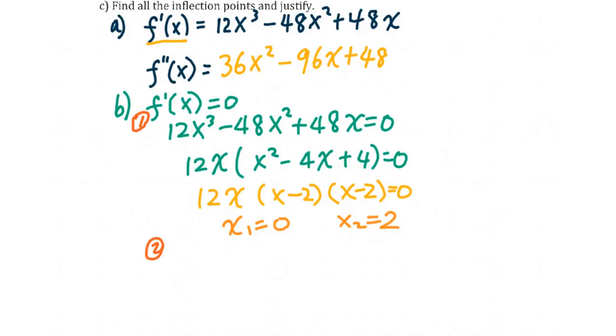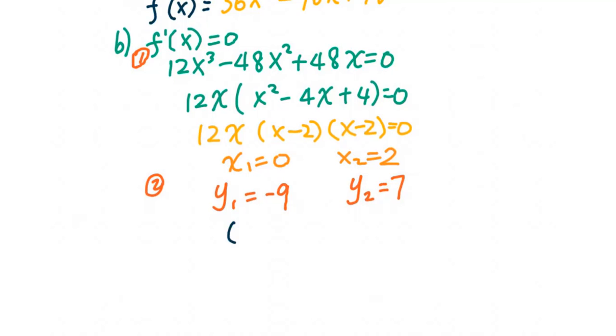In the second step, we work on the y values. When we plug 0 into the original function, we get negative 9. For y2, when we plug in 2 into the original function, we get 7. Therefore we have two points: (0, negative 9) and (2, 7). For the third step, we use the second derivative to classify the stationary points.